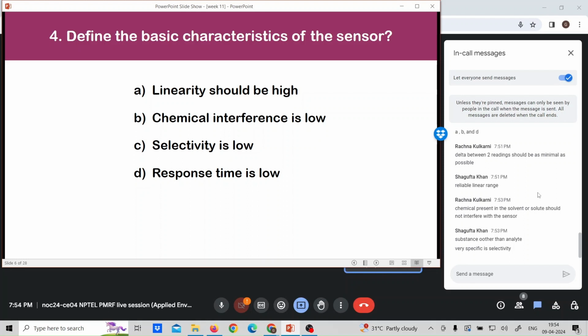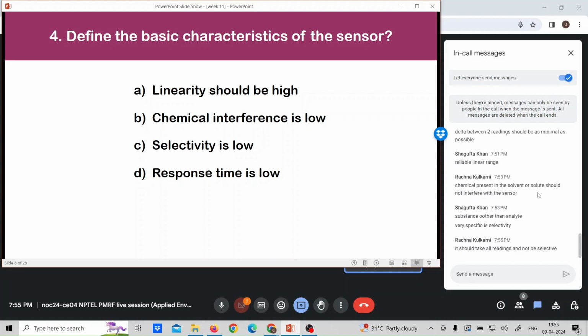I'll just wait a few more seconds to see if someone else wants to answer. It should take all readings and not be selective. Okay, so with that we'll discuss.